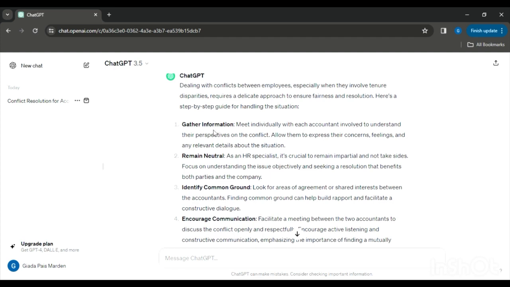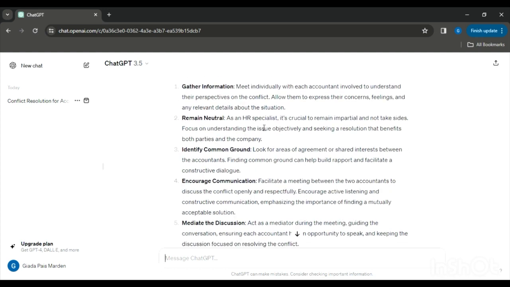So it tells you that the first step is to gather information. So meet individually with each accountant involved to understand their perspective on the conflict. And then it tells you to absolutely remain neutral because, as a specialist, it's crucial to remain impartial and not take sides. Focus on understanding the issue objectively and seeking a resolution that benefits both parties and the company.